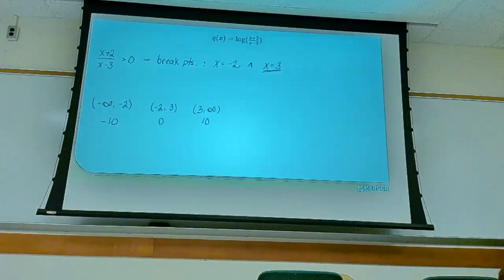And now test the sign of the function. -10: -10 plus 2 is negative, -10 minus 3 is negative. What's negative divided by negative? At 0, you get positive divided by negative, which is what? That would be negative. And then at 10, you get positive divided by positive. What was the inequality? Greater than. So we take the positive intervals, endpoints not included.